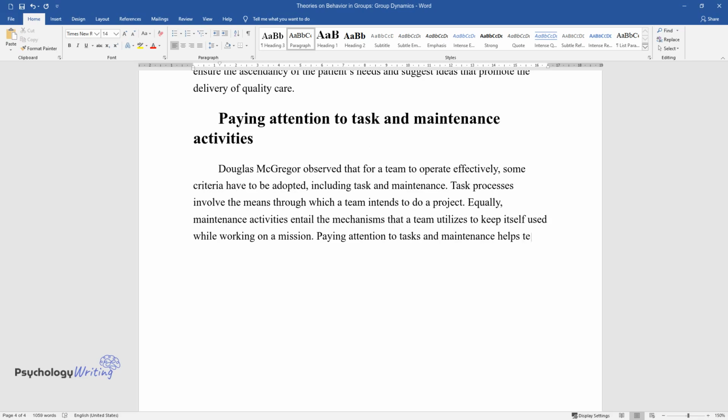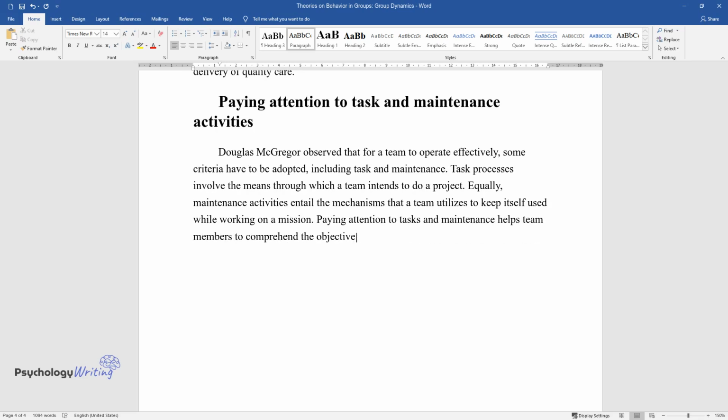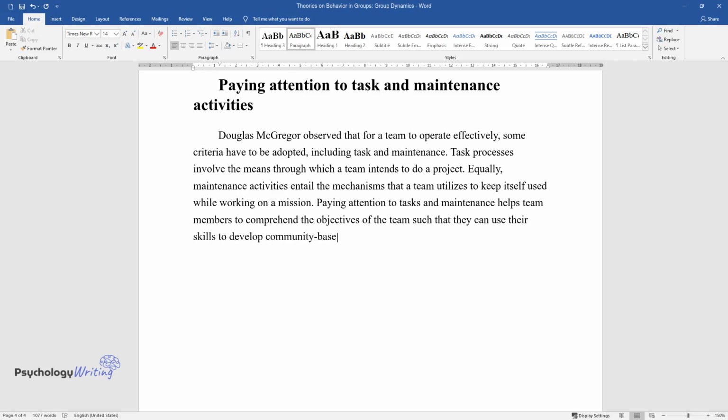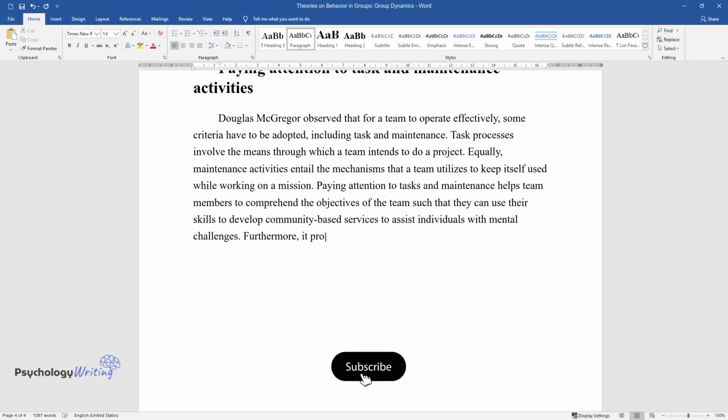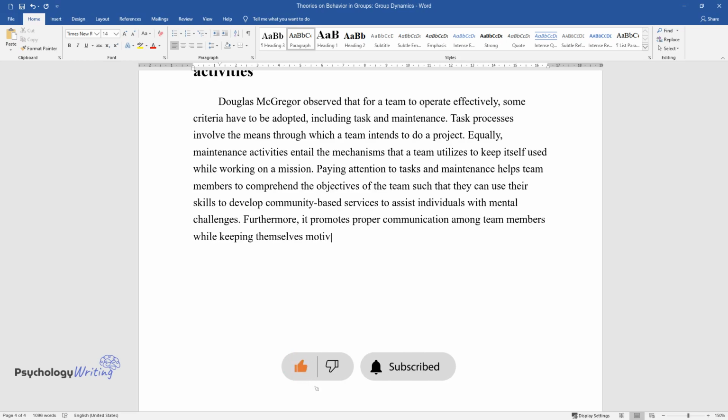Paying attention to tasks and maintenance helps team members to comprehend the objectives of the team such that they can use their skills to develop community-based services to assist individuals with mental challenges. Furthermore, it promotes proper communication among team members while keeping themselves motivated towards accomplishing the goals of the group.